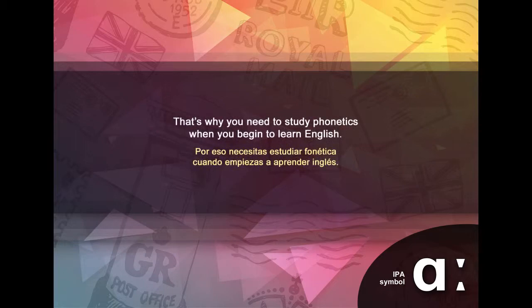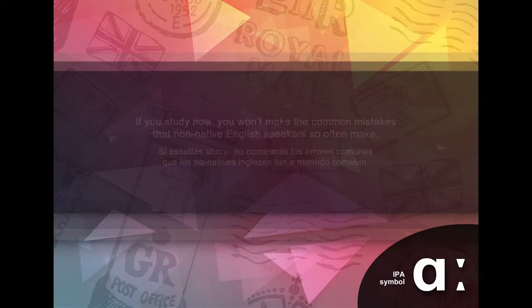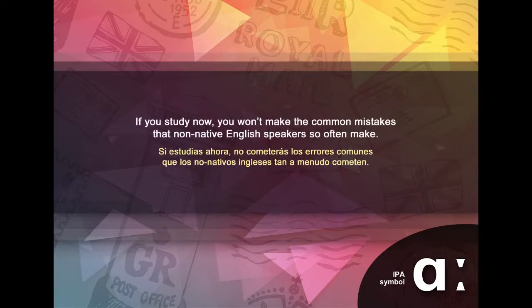That's why you need to study phonetics when you begin to learn English. If you study now, you won't make the common mistakes that non-native English speakers so often make.